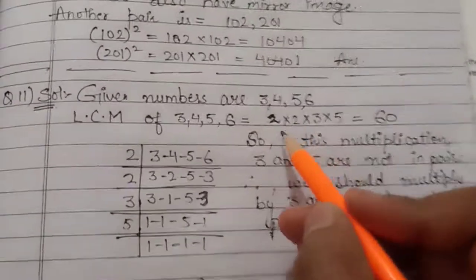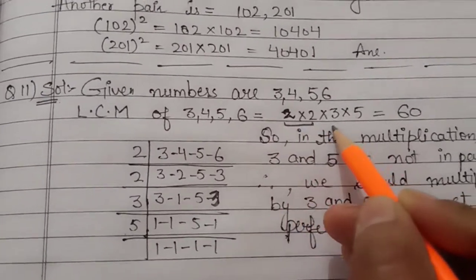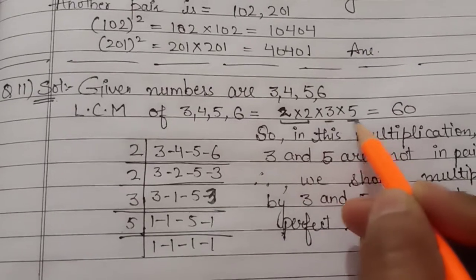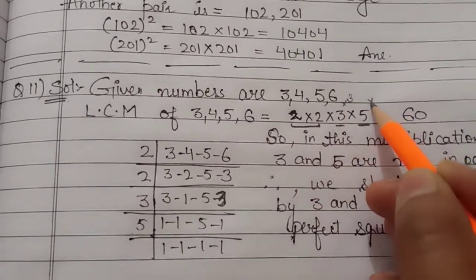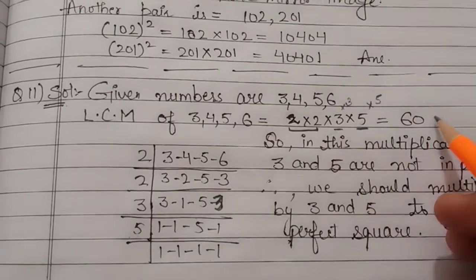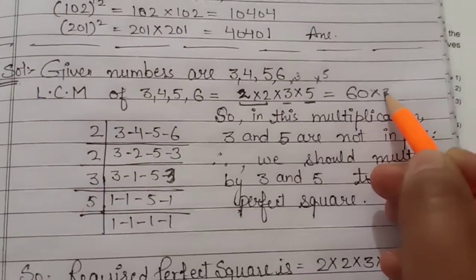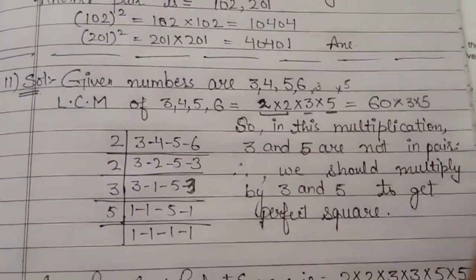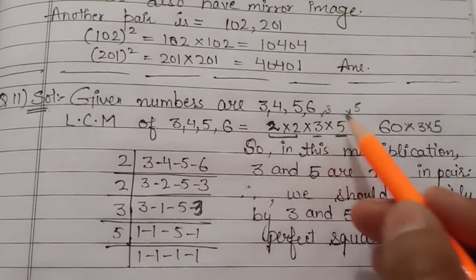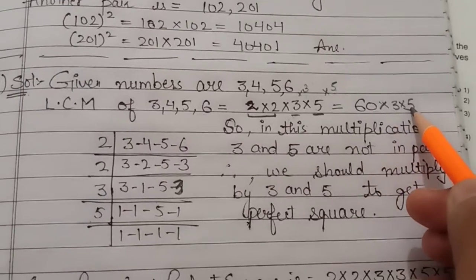Now see, students, this is not a perfect square. Why is this not a perfect square? Because the 2s are in a pair, but there is a single 3 and a single 5, and to make it a perfect square we have to multiply by 3 and by 5. Similarly, if you multiply by extra numbers here, then the same multiplication you should do on the right hand side also.